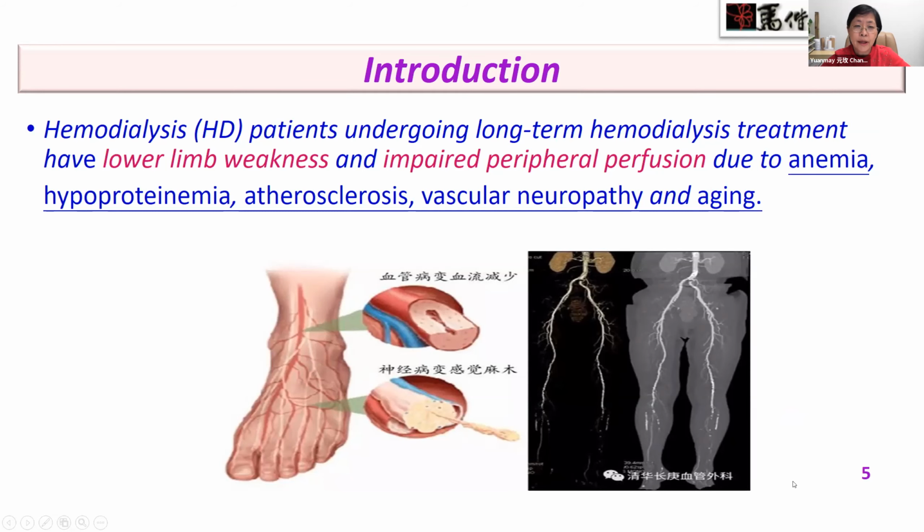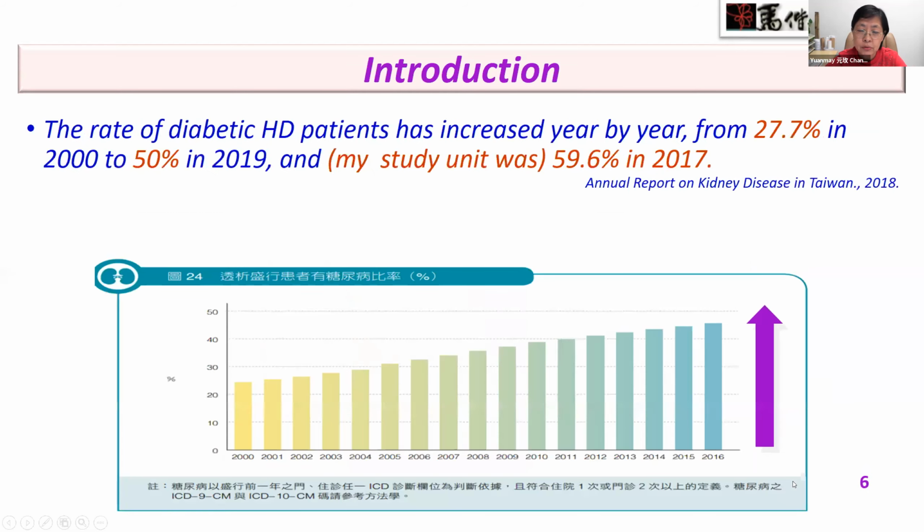The rate of diabetic hemodialysis patients has increased year by year from 27.7% in 2000 to 50% in 2019. And in my study unit, it was 59.6% in 2017.